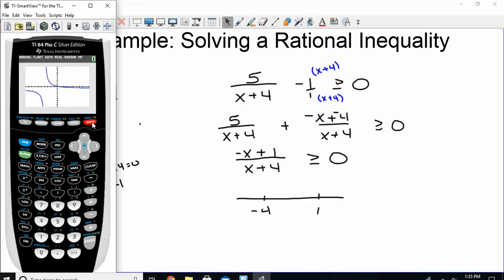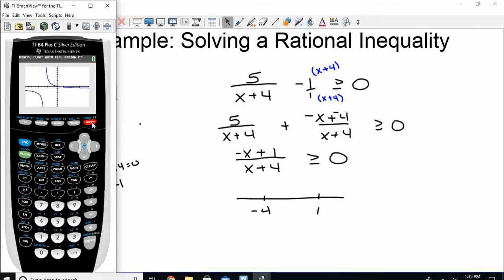You get something like this. The -4 and the 1 are the places where my graph either A, hits the x-axis, which is what happens at 1, or B, it doesn't exist. It's a vertical asymptote, which is what happens at the -4. What I need to know is, was my graph positive or negative in each of these sections?